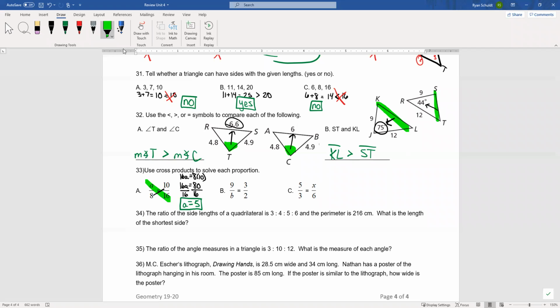Okay, letter B. We have to do 9 times 2. 9 times 2 equals B times 3, which we'll say is just 3B. So 18 equals 3B. Divide by 3. And we'll end up with essentially B equals 6.